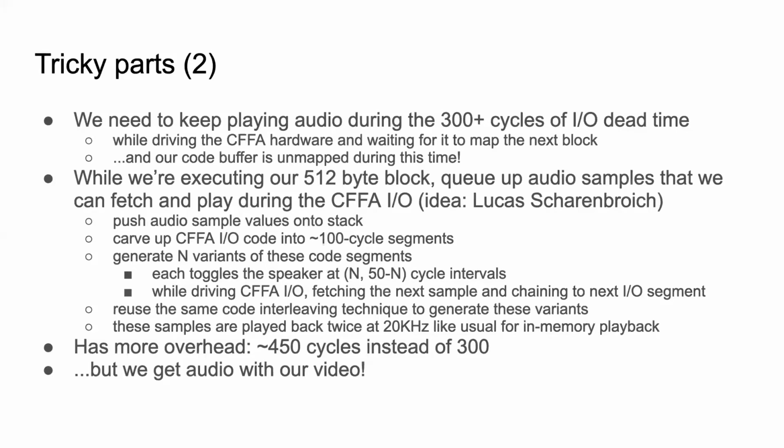And each of these code segments needs to not only drive the CFFA I/O, but it needs to worry about fetching the next audio sample and then chaining to the next I/O segment, according to which sample that is. But this is essentially the same code interleaving problem we just had, needing to interleave some arbitrary 6502 code with the speaker modulation. And so the same approach worked there. The caveat is, because we're fetching these samples from memory, we have to use the lower bitrate sampling and then play them back twice, like we usually would. This turns out to add some overhead as well, because we have to pad the speaker timings, and we have a bit more work to do as well. And so the overhead of doing the I/O management is about 450 cycles instead of 300. But it all works, and we get good quality audio together with the video playback.